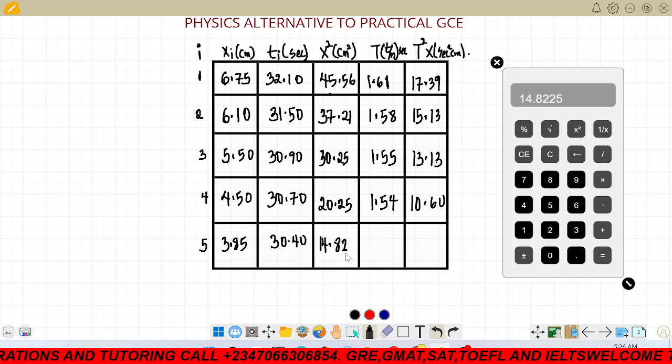14.82. Fine. Now, the next one is I'm dividing this guy by the number of oscillations, which is 20. So let's do that. 30.40 divided by 20. Then we are having 1.52. Don't lag, please. 1.52. Fine. So this 1.52, I'm going to square it.